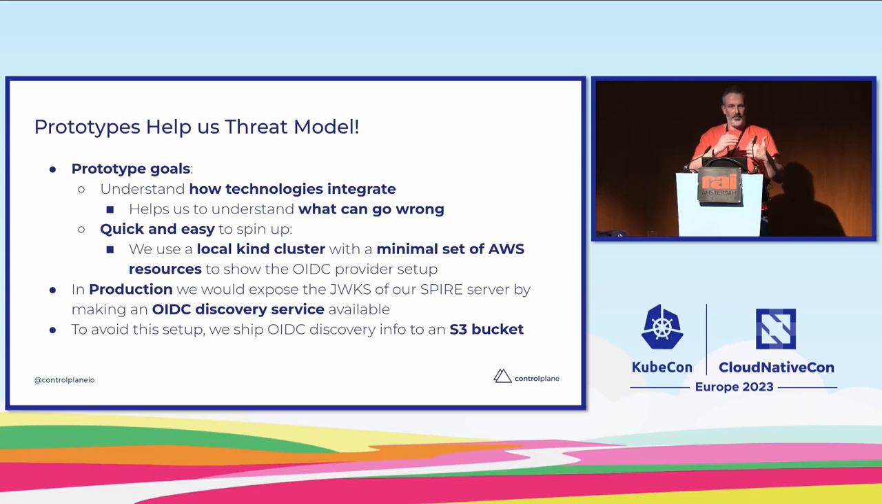The downside of that is that for the OIDC discovery stuff, in order for AWS to verify the JOTs, it needs to be able to access the discovery document and the key set to verify the JOTs. And normally, if you're running in a public Kubernetes cluster, you would expose an OIDC discovery service publicly like that. In order to make the demo work, we're just going to use an S3 bucket, and we're going to ship the discovery document and the keys up there to get that working.